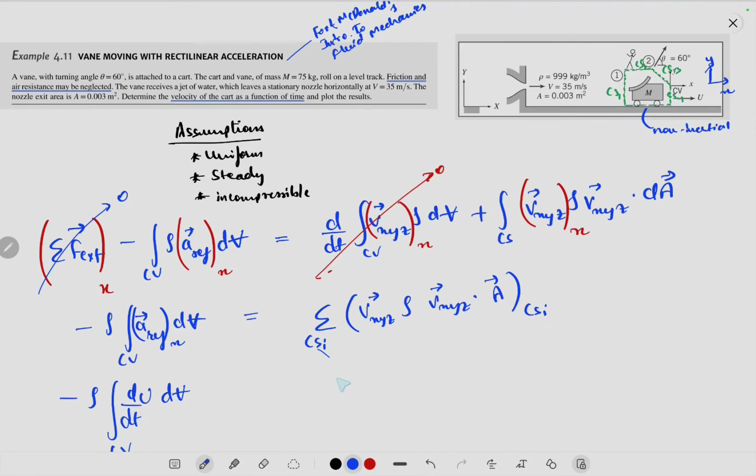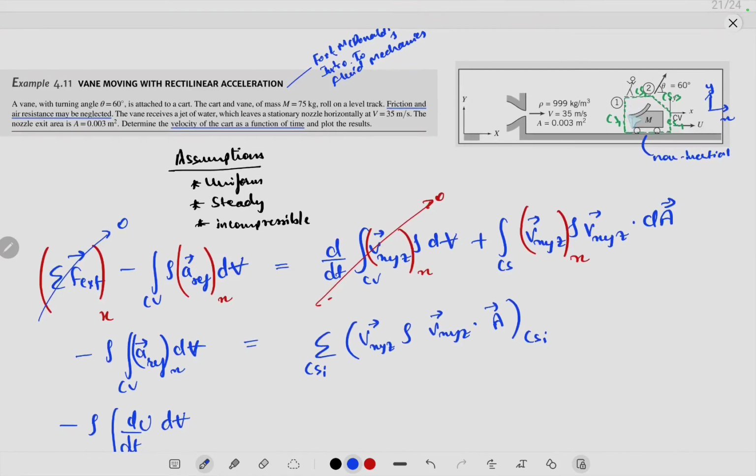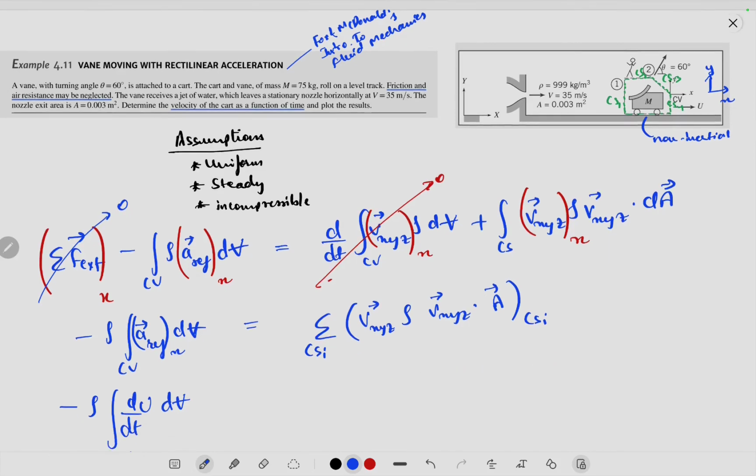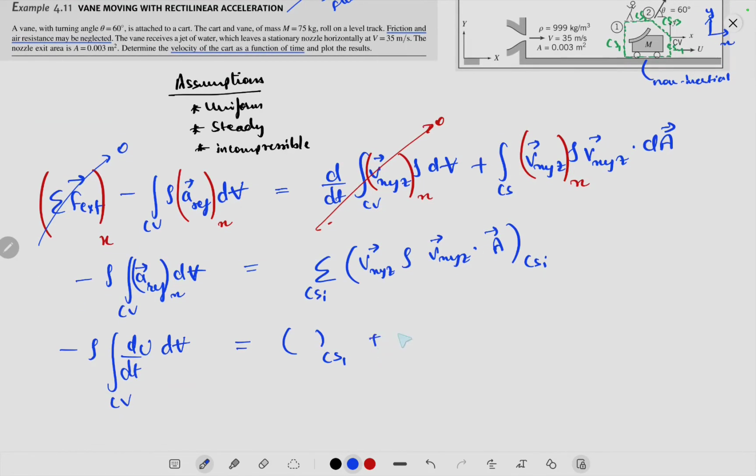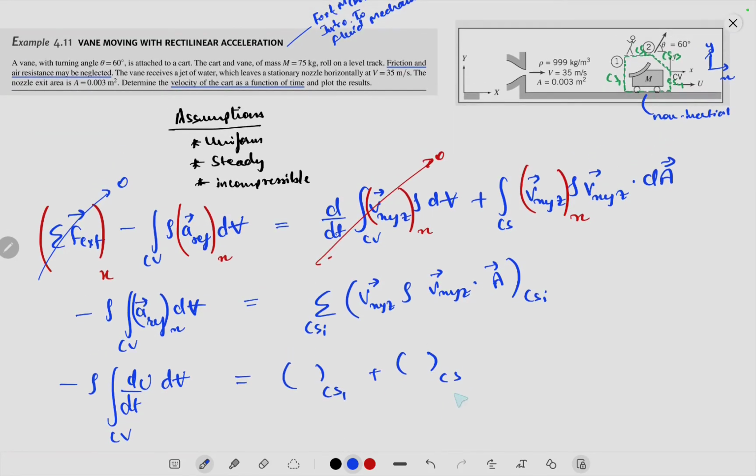And consider this equation. So again this will be non-zero for control surface CS1 and CS3, right? Because for other control surfaces the velocity vector is 0, and due to that this term will not be contributed by those control surfaces. So this will be for CS1 and CS3.